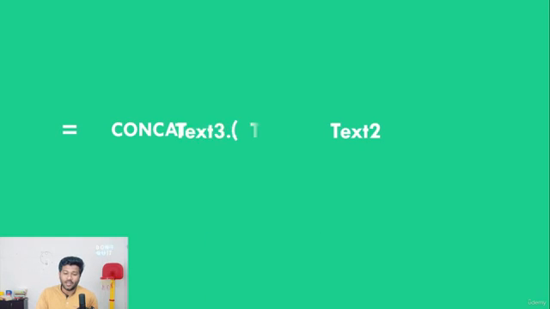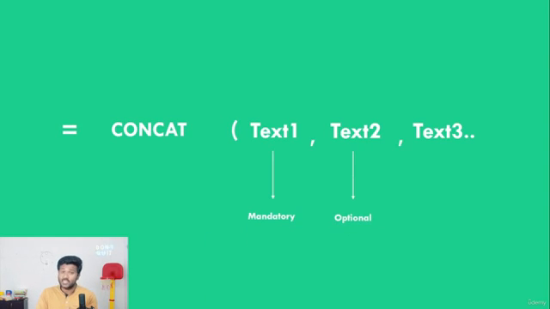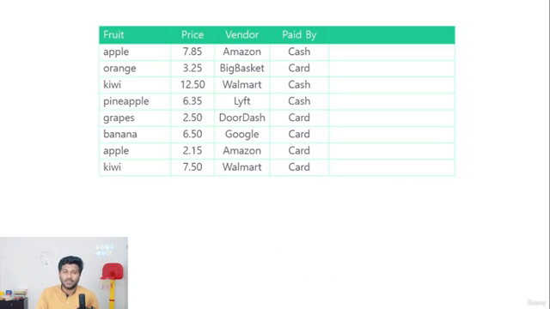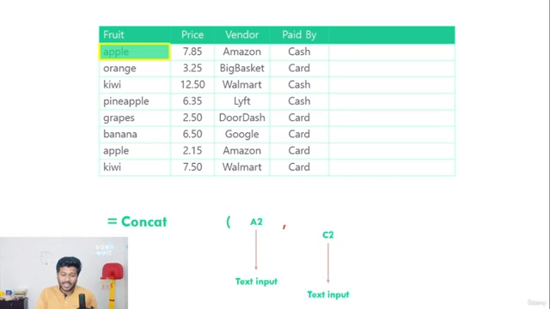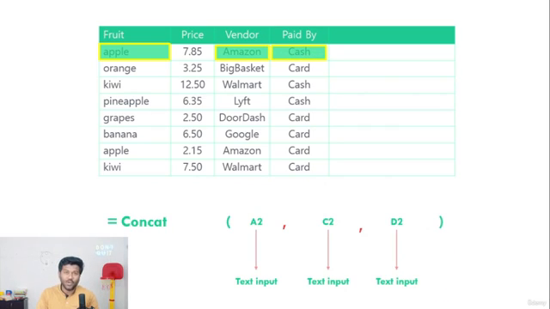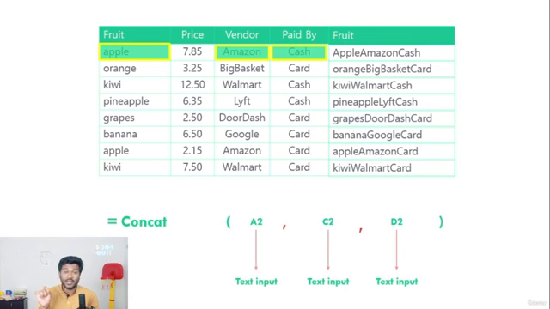The syntax of the formula requires you to give multiple text inputs. So equal to concat, text1, text2 and text3, and then close the brackets, with at least one mandatory input, just like our sum formula. If you apply concat on a data set like this, let's say equal to concat, A2, then C2, then D2, three cells, and let's see what happens. The final output would look like this: Apple, Amazon, Cash. It doesn't look meaningful though, but it attaches them together. That's the purpose of Concat. It just brings them together, right?